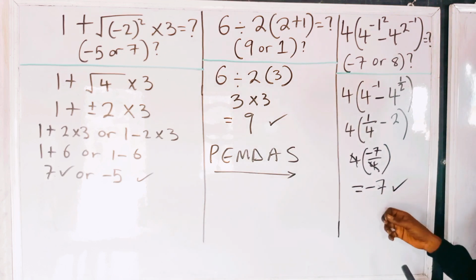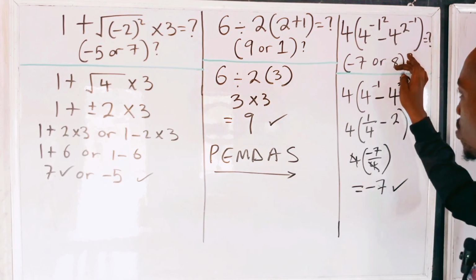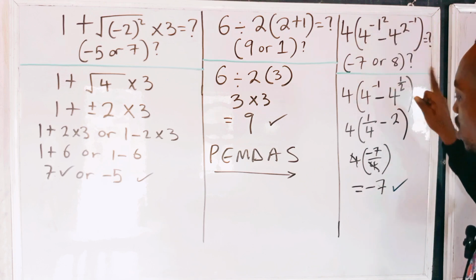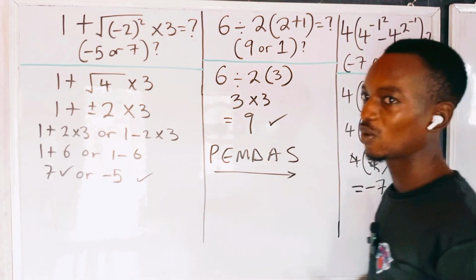This is the correct answer. The reason why some people got 8 is because they got 1 as negative 1 squared. That's why they got 8. But negative 7 is the correct answer.